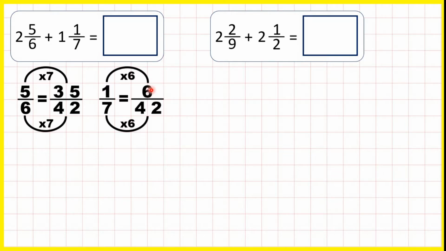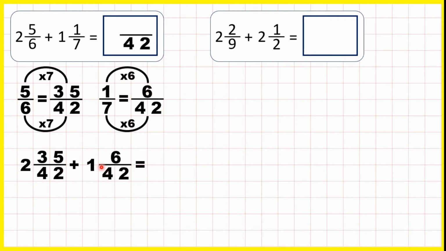So now we can rewrite our question. Instead of 2 and 5/6, we can write 2 and 35 over 42, and instead of 1 and 1/7, we can add 1 and 6 over 42. So we add our fractions first. The denominator stays the same when we're adding fractions. 35 plus 6 is 41, and now we add our whole numbers. 2 plus 1 is 3, so our answer is 3 and 41 over 42.